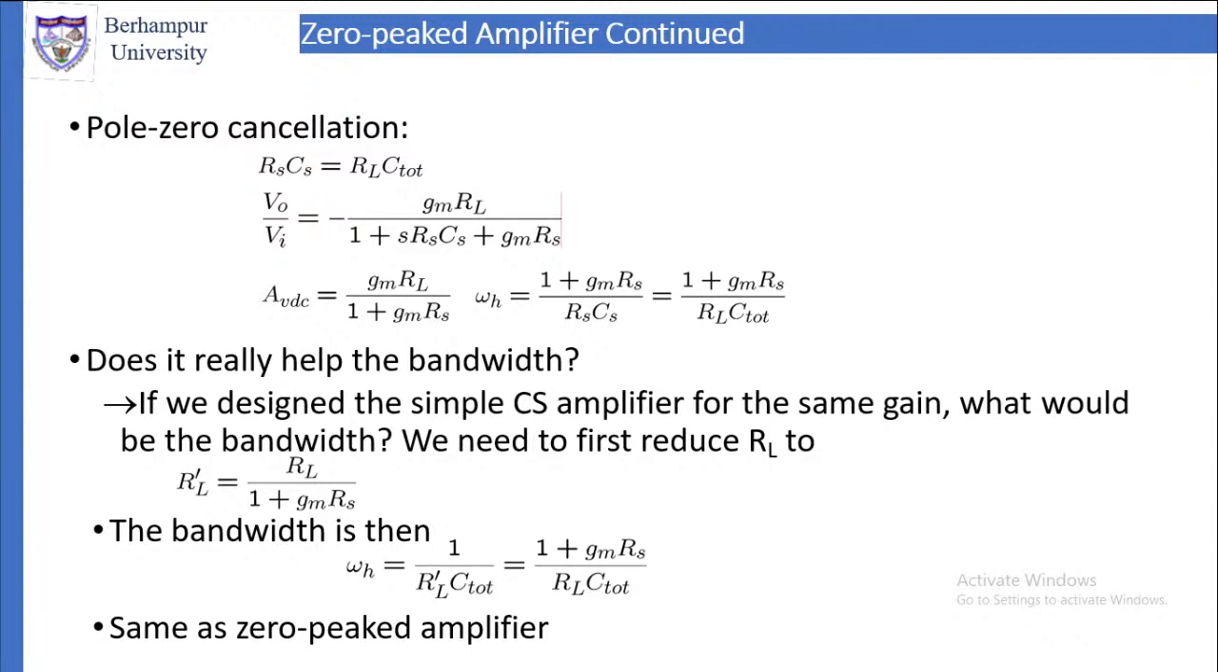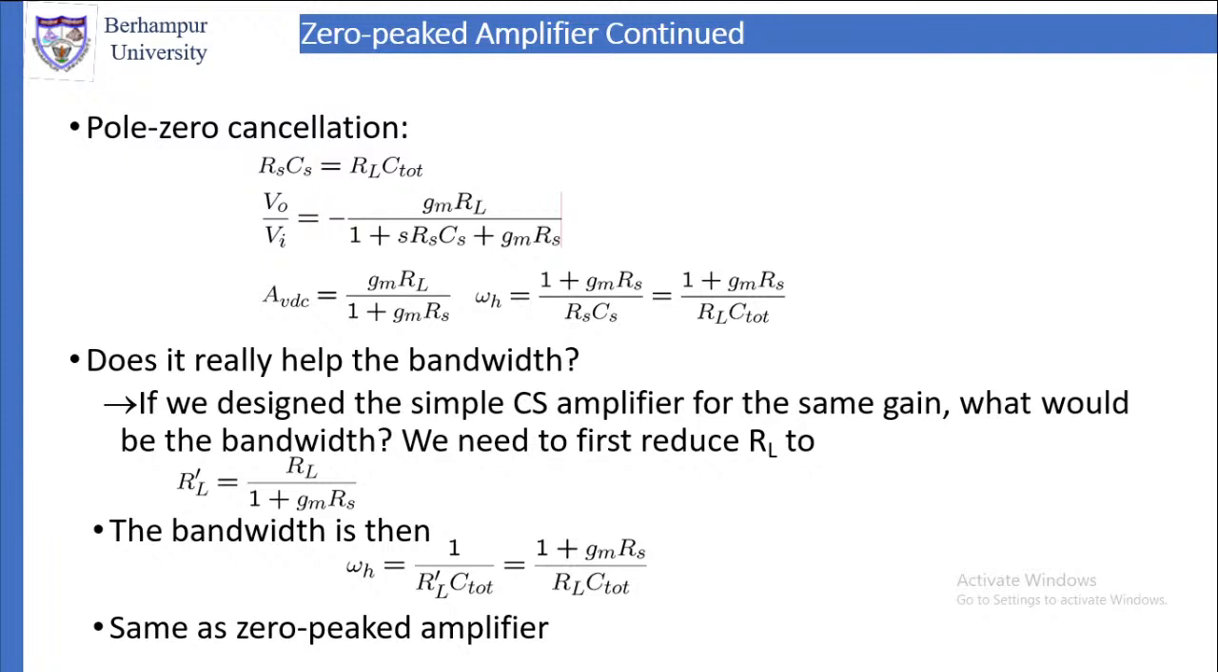So for that, first we have to reduce the load resistance RL to RL dash. How much? What will be RL dash? That will be RL by 1 plus gm RS. So from where do we get this 1 plus gm RS? Look at AV. AV is equal to gm into RL by 1 plus gm RS. So that RL by 1 plus gm RS will make RL dash. That we get.